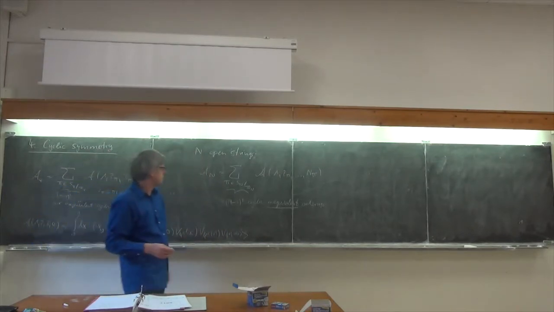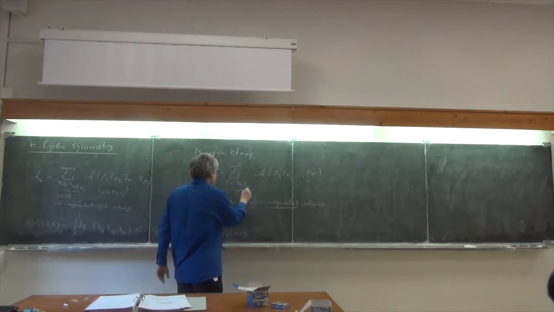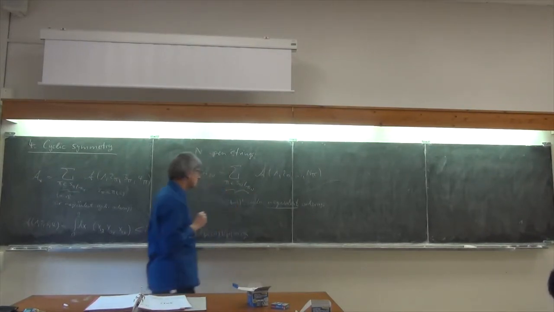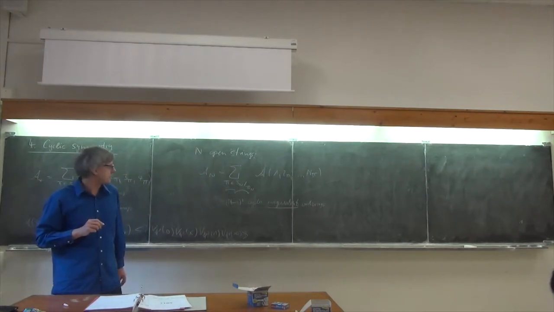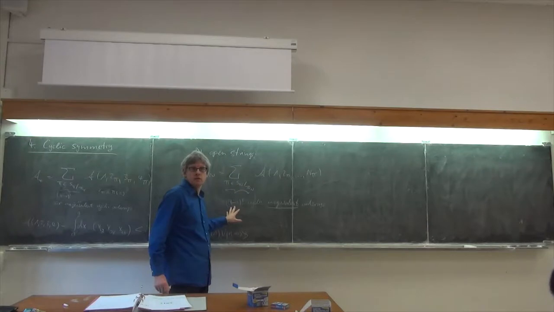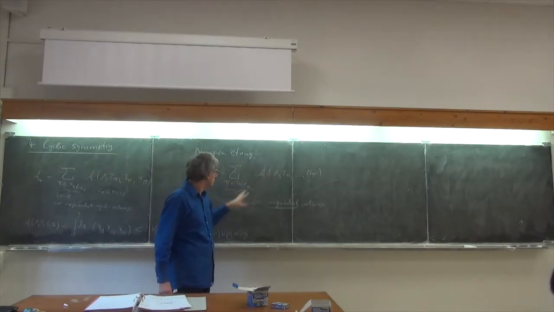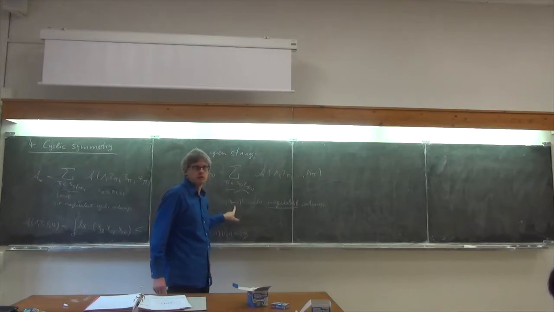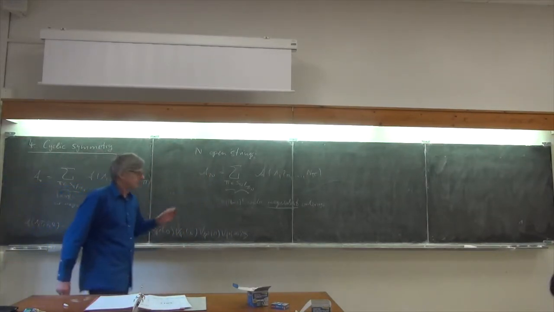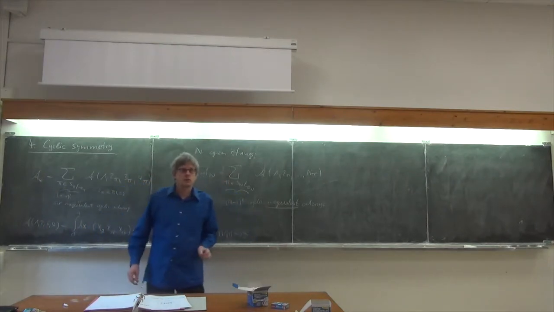But in fact, one task in the following will be that we will see that there are many fewer orderings that need to be computed. We can boil this down to (n-3)!, and this will then lead us to the so-called Bern-Carrasco-Johansson, or BCJ, relations.